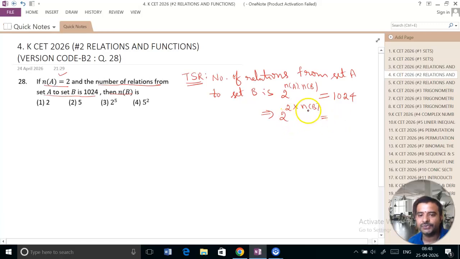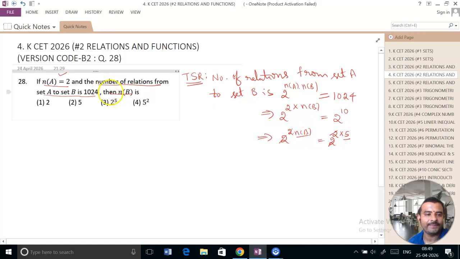Since the left hand side is 2 power something, can I write 1024 as 2 power 10? Again, this can be written as 2 power 2 into n of B is equal to 2 power 10, which can be written as 2 into 5. If you compare LHS and RHS, you can cancel 2 with 2 and power 2 with power 2, and what you are left with? n of B is equal to 5. So option 2 is the right answer for question number 28. I hope you all got the answer for this question number 28, version code B2. So these are the two questions they gave from relations and functions of chapter 2.